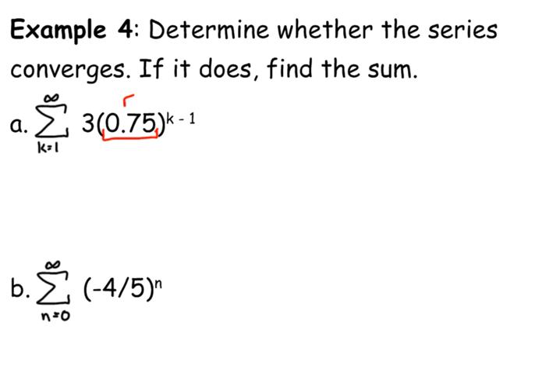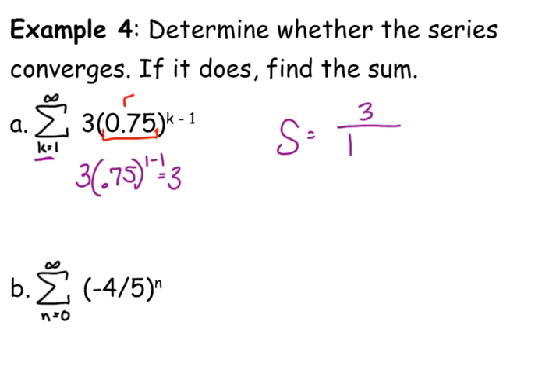So the first term, this starts at k equals 1, so plug in 1 into the equation. 1 minus 1 is 0. Anything to the 0 power is 1, so our first term is equal to 3. So the sum is equal to the first term, 3, divided by 1 minus the common ratio, 0.75. So 1 minus 0.75 is 0.25, which is 1/4. 3 divided by 1/4 is 12.